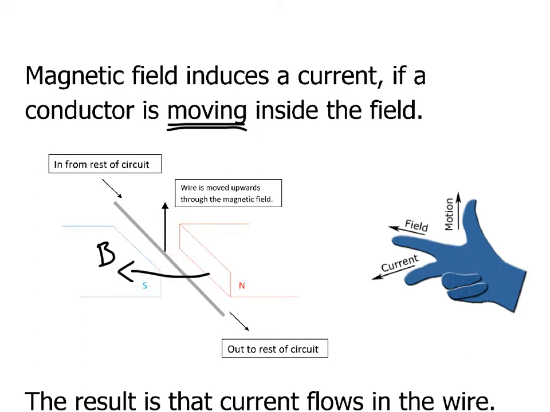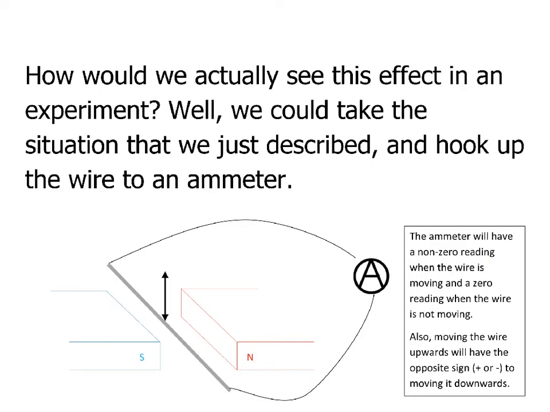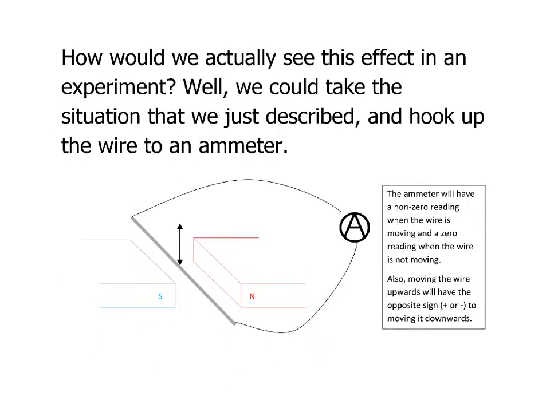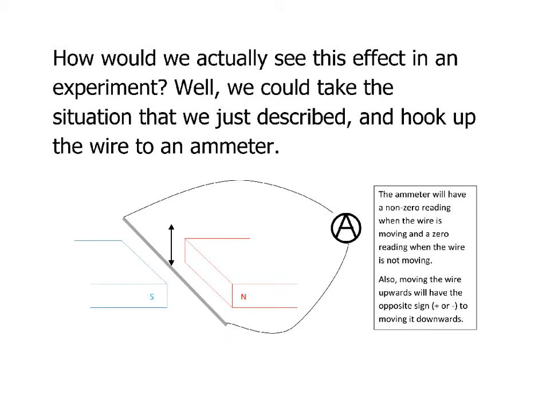Basically, if you move a wire through a magnetic field, you will cause current to flow, and the direction that the current flows depends on which direction you move the wire. So how could we actually see this happen in an experiment? Well, basically you could hook up, like we had said, a complete circuit, we just hadn't drawn it in the other diagrams. Now I've drawn in a complete loop of wire and we've attached an ammeter. The ammeter will measure current.